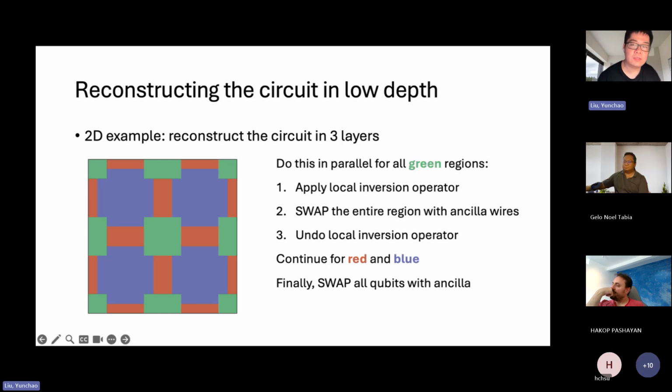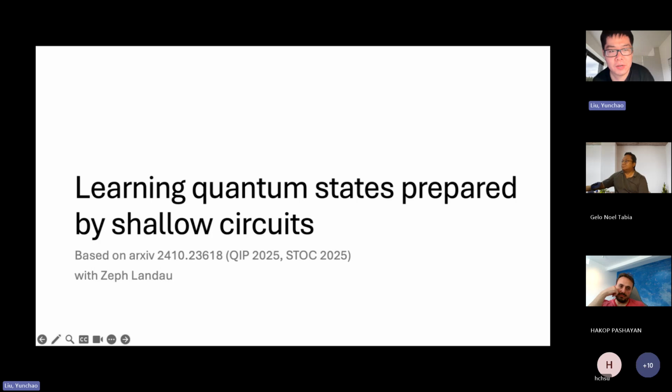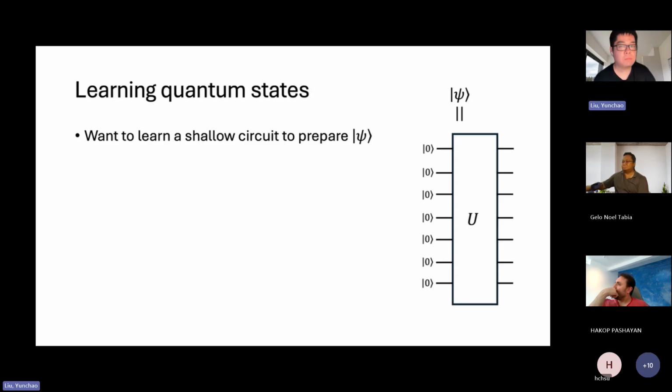Let's move on to the second problem, which is learning quantum states prepared by shallow circuits, which is based on the following work with Zeph Landau. And here the situation is quite different. We are given copies of a quantum state psi, and we know that this state psi is prepared by some shallow circuit U. But we are just given this specific state psi instead of access to inputs and outputs of U. So the only thing we can do is measure this state psi, and our goal is to learn a shallow circuit to prepare psi.